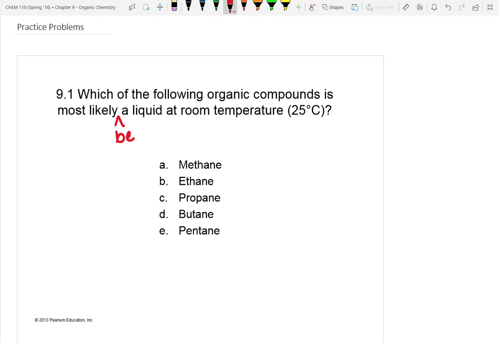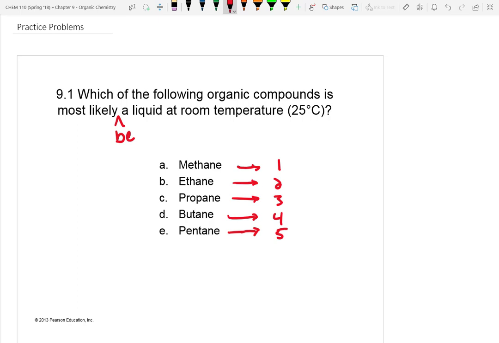Well, let's actually practice this. So methane, how many carbons will it have? 1. All right, what about ethane? 2. What about propane? 3. Butane? 4. They did this in order. Pentane would be 5.